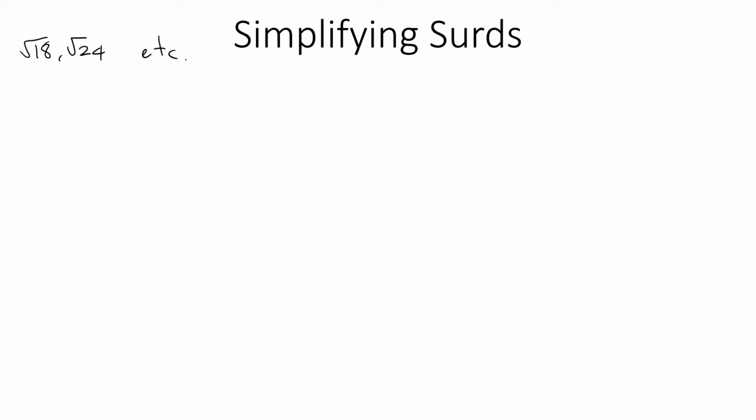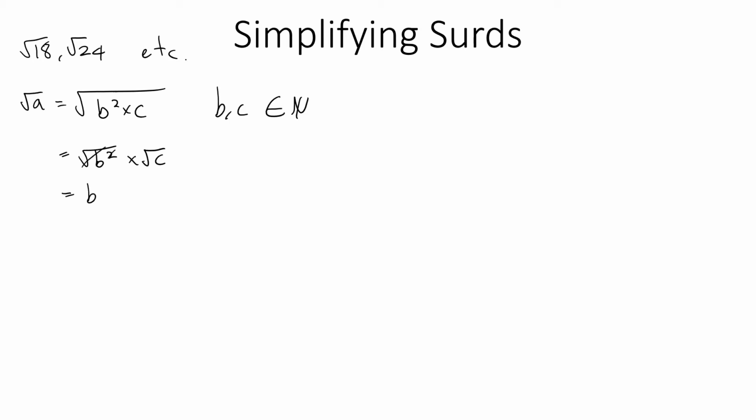To simplify a surd, we first need to express the number inside the square root as a product of a square number and some other natural number. So let's say we have the square root of a. We need to express that as b squared times c, where b and c are in the naturals. And now you can see how that's equal to the square root of b squared times the square root of c. The squared and the square root cancel out on the b, so b comes out of the square root, and c is still in the square root. Okay, so we're left with this final form, b square root of c.